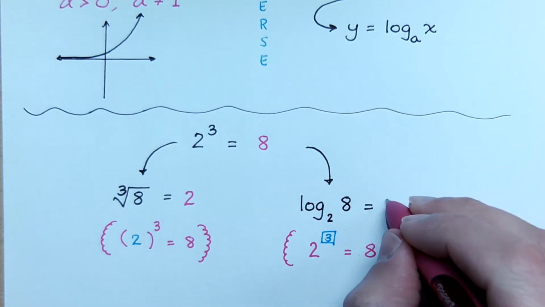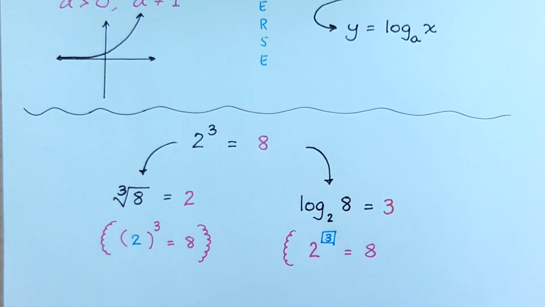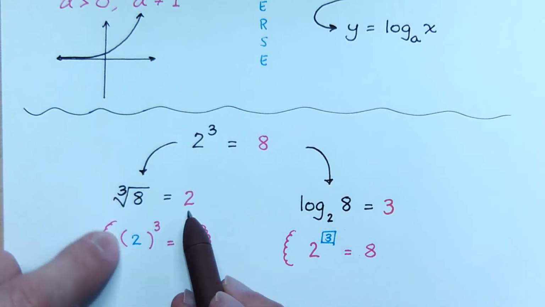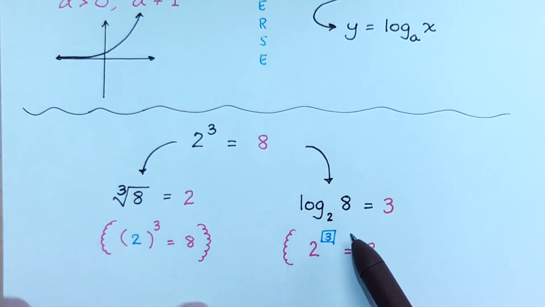And that's the answer that we say right here. In all of these different expressions, we are still working with 2 to the third equals 8. With a radical, I'm trying to find the base. With a logarithm, I'm trying to find the power. That's it. Does that make sense? So the answer to the log is the power. The answer to the log is the power.